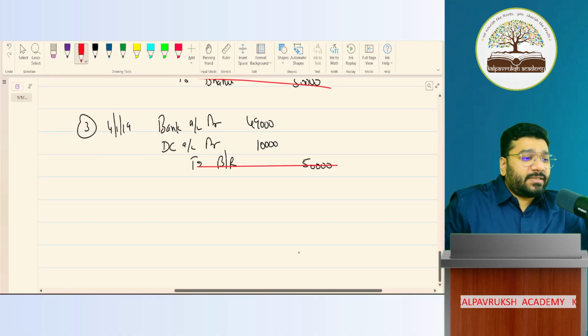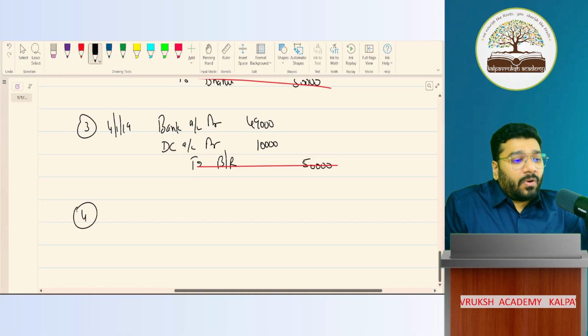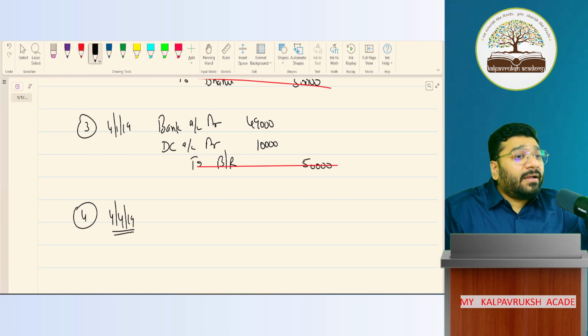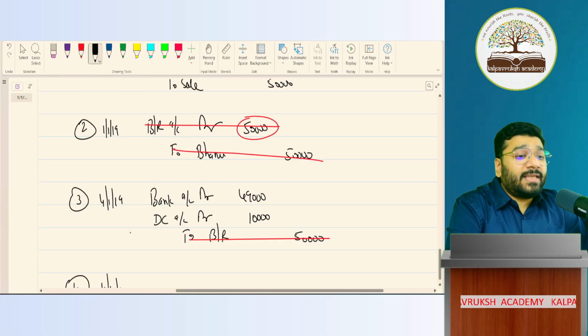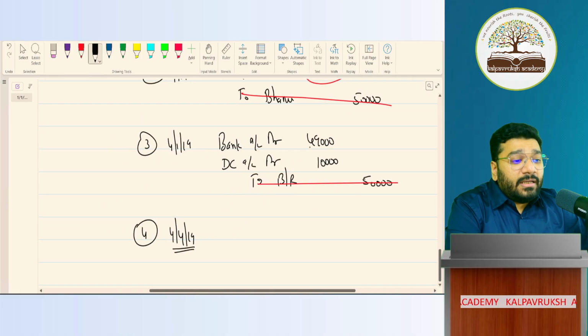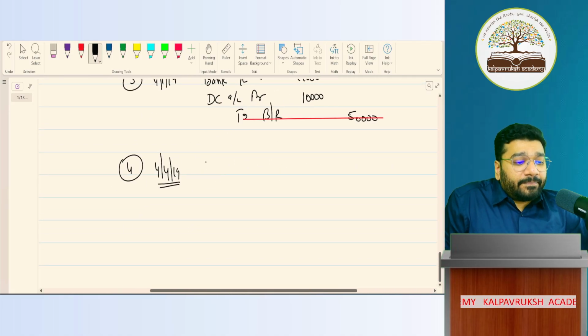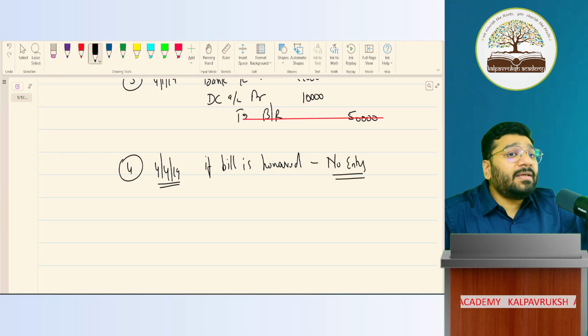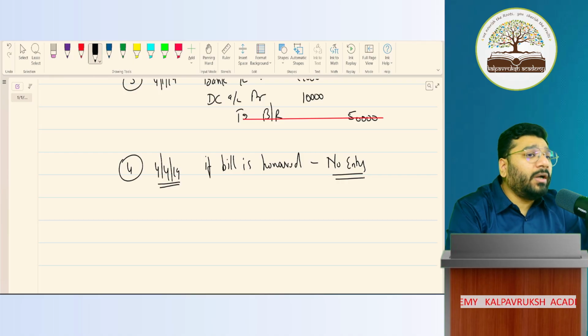Now, what is next? On the maturity date. What is the maturity date? 4/4/2019. The banker presented the bill to Bhanu. Had Bhanu made the payment, this transaction happens between the banker and Bhanu. So if the bill is honoured, in the books of the seller there is no entry. If the bill is honoured, then no entry. But what happened here? The bill is dishonoured. Now tell me, what would have happened here?